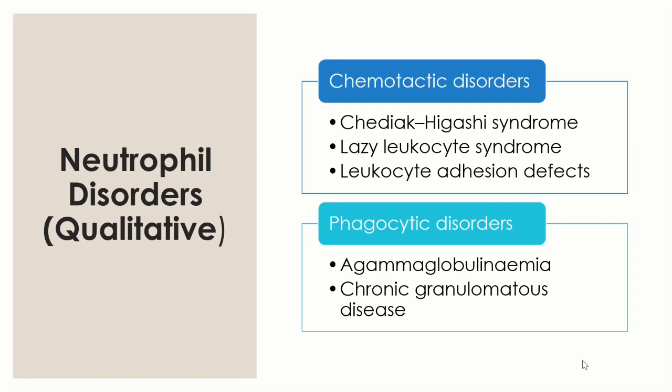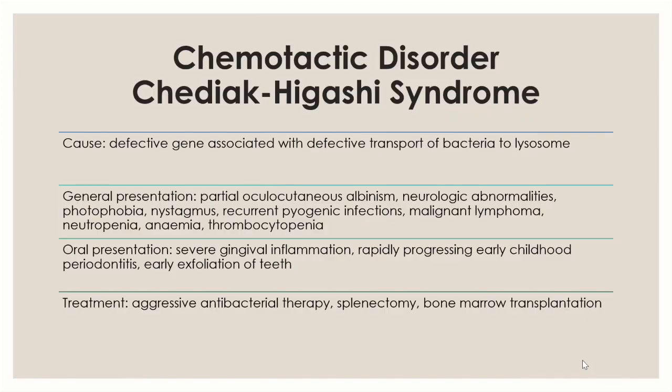So for the chemotactic disorders, the examples are the Chediak-Higashi syndrome, lazy leukocyte syndrome, leukocyte adhesion defects. For the phagocytic disorders, the examples are the agammaglobulinemia, chronic granulomatous disease. So the first example of chemotactic disorders is the Chediak-Higashi syndrome.